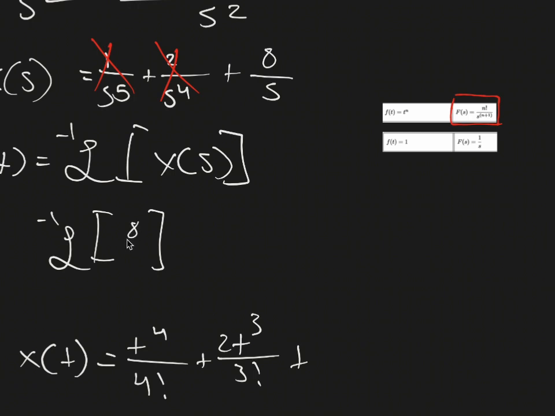Now all we have is 8 over s, and for this it's really easy. The inverse Laplace is literally what we see in the numerator, so it's just going to be 8. And that's x of t. That's half the problem done.